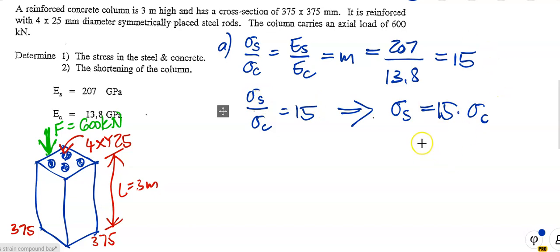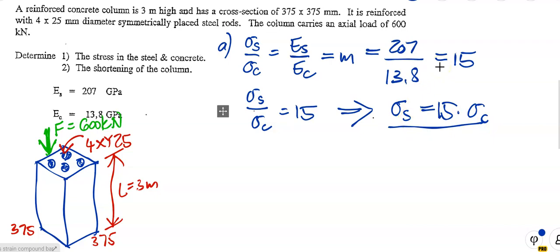Just by the way, notice this little statement here: the stress in the steel is equal to 15 times that there. So what can we say? We can say that the stress in the steel is normally about 15 times bigger than in concrete. So the steel can take a pretty big punch.